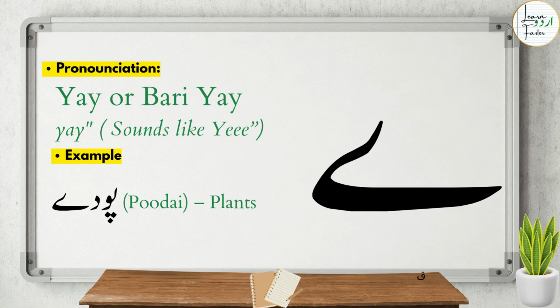Moving to the last alphabet, Badiye. It's also called both Ye or Badiye, but for differentiation, it's called Badiye. Usually, no word starts with this alphabet, but it comes by completing it. For example, the word is Pode, plants.